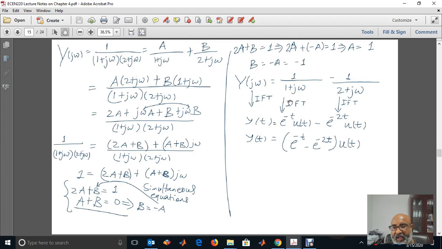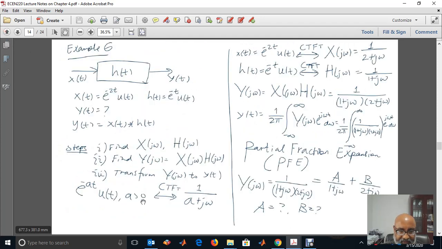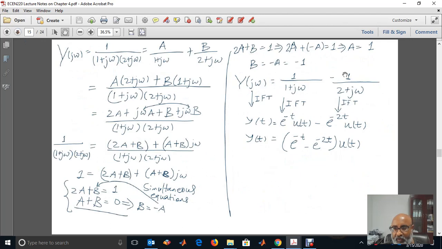Change it to the time domain. I use this property, e to the power of minus a t u(t) for a greater than 0 has Fourier transform 1 over a plus j omega. So when I change this to the time domain, this gives e to the power of minus t u(t). When I change this to the time domain, e to the power of minus 2t u(t). So the overall signal is this one.